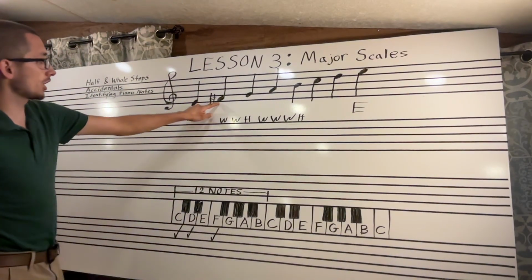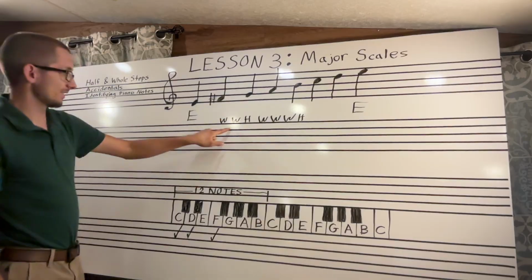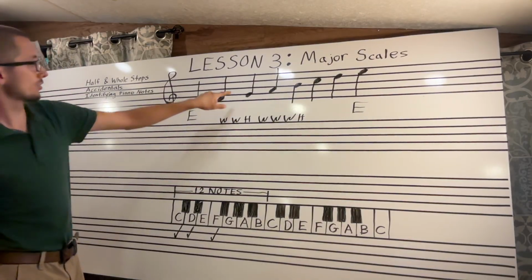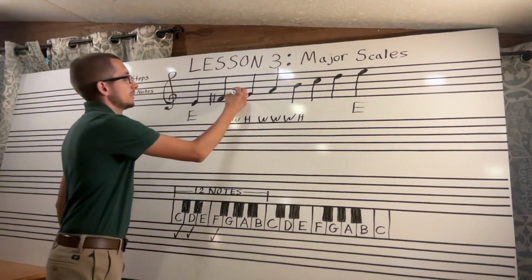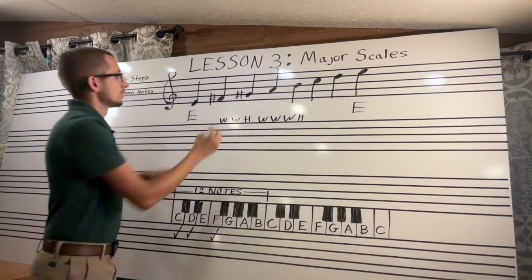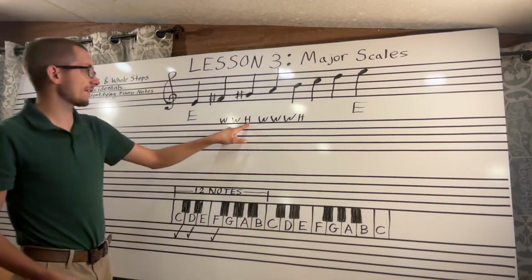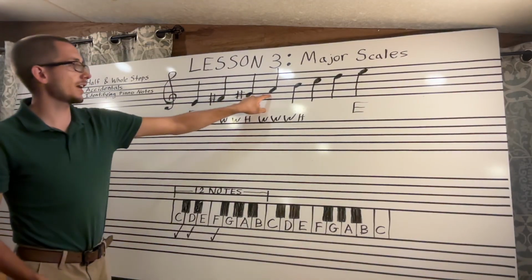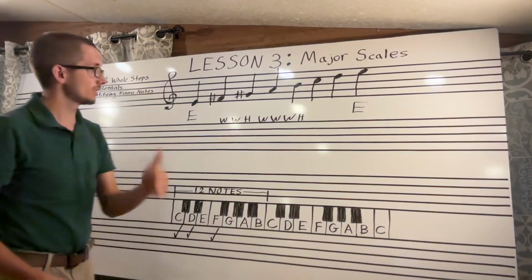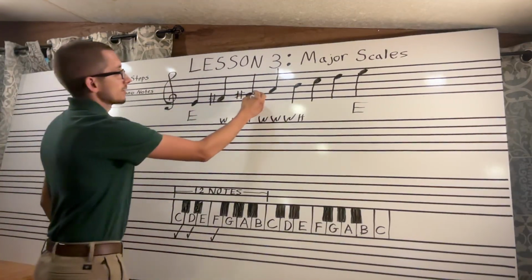Alright, F sharp to G. Is that a whole step? Nope. So we need to add a sharp sign to this G to make it a whole step. The next one we need is a half step. G sharp to A. Is that a half step? Yes, it is. So that's taken care of there.